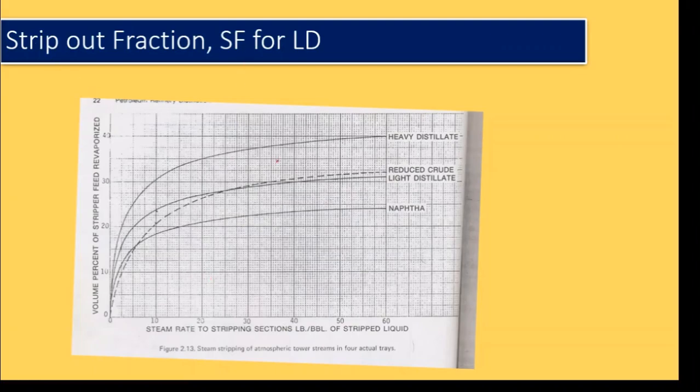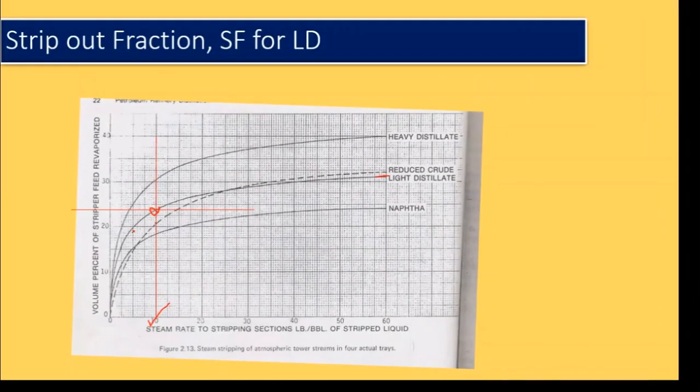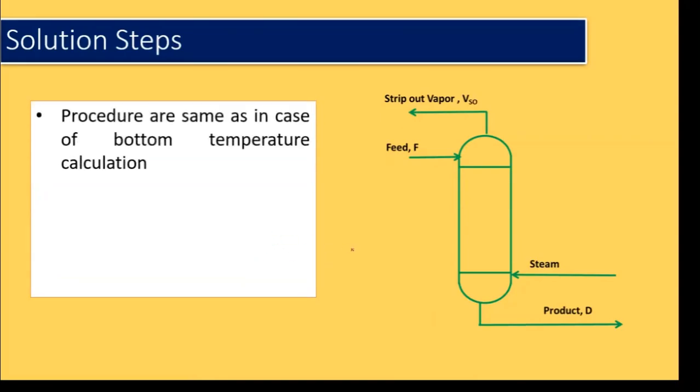We can find the amount of the volume percent of stripped feed with the help of these strip out fractions. The x-axis is the steam flow rate. For the light distillate, you can see this value is about 20 and 20, it's about 24, very close to 24. So we can take the value as 24. This is given in percentage, so we are going to work out the fractions also.